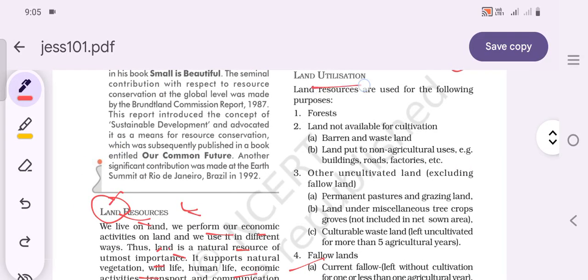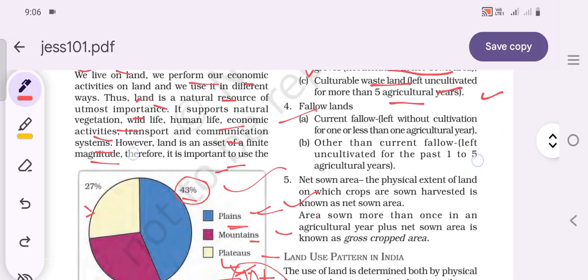Now, land utilization. Land is used in so many ways for economic activities, like forest purposes. Then land not available for cultivation, like barren and wasteland. Land put to non-agricultural uses, like buildings, roads, factories, etc. Then other uncultivated land, excluding fallow land, permanent pastures and grazing land. Land under miscellaneous tree crops groves not included in the net sown area. Then cultivable wasteland left uncultivated for more than 5 agricultural years. So it is used not only for cultivation but also for pastures and grazing land. Next, fallow lands.